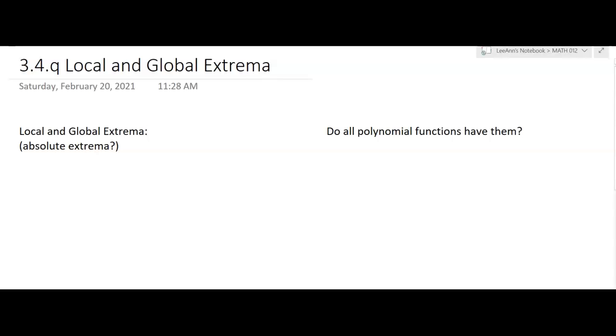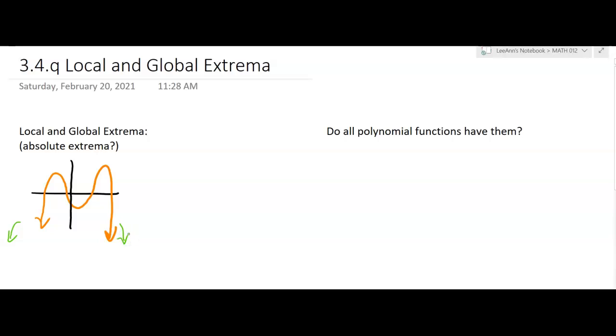So, local and global extrema. We've talked about this idea before, but let's say we have a graph, and it goes something like this. Now, notice that its end behavior is down to the left and down to the right, okay? So those keep going.